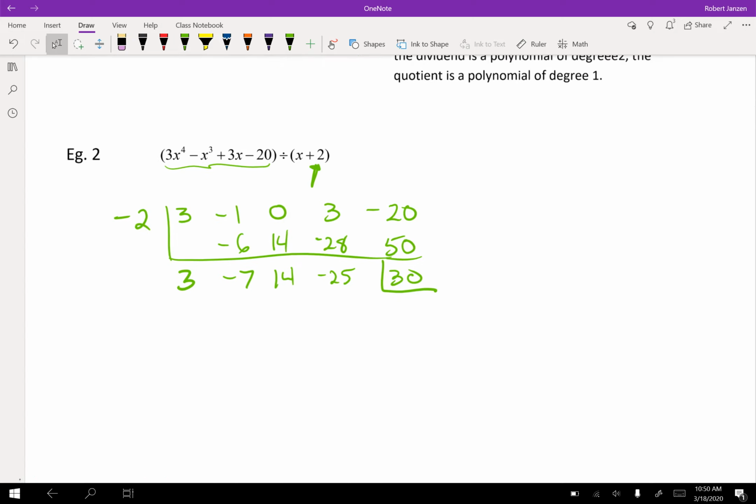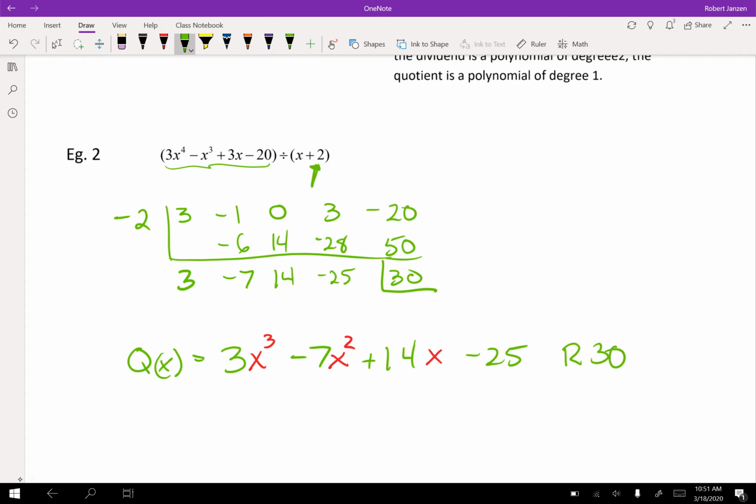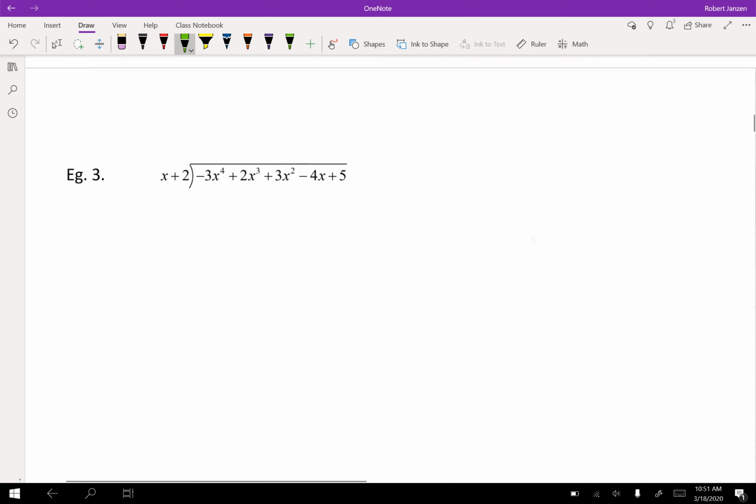Looking at the quotient, I'll do this a little differently. I'm just going to write what the quotient is, in other words, what the answer is. I know I have 3, negative 7, 14, and negative 25, and I have to figure out the powers of x associated with that. This would be x to the power 0, which normally we don't write. This is x to the power 1, x to the power 2, x to the power 3. Then I'll have remainder 30. There's my quotient.